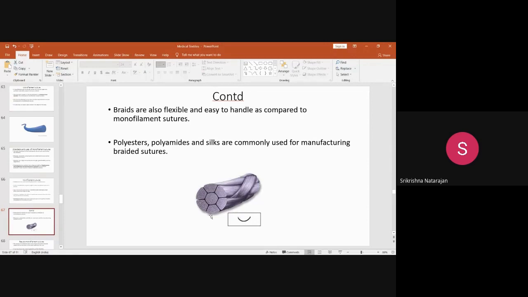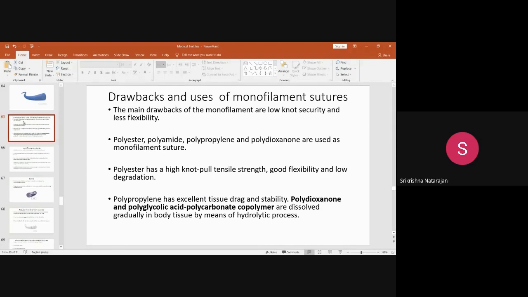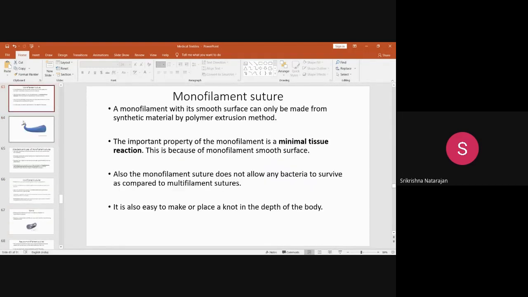There are a number of fibers that can be used as multifilament sutures. There are polyesters, polyamides, silk. These can be used as a multifilament braided suture, which you can see, the braided structure here. So this has many advantages, but there are some disadvantages also because of the rough surface. We have seen in the monofilaments that the advantage is it will not allow the bacteria to grow, whereas in the multifilament, because different layers and many filaments are there, bacterial growth is possible.